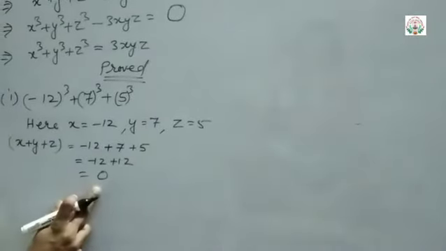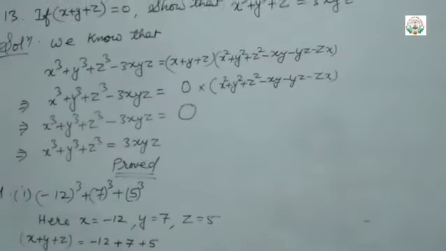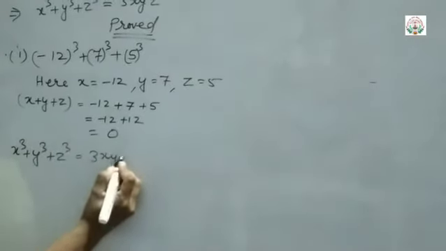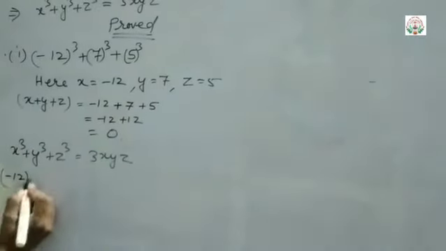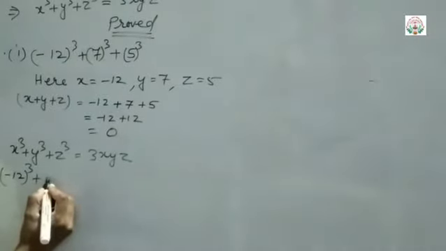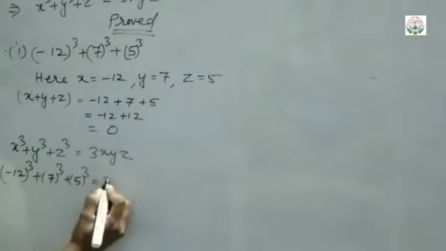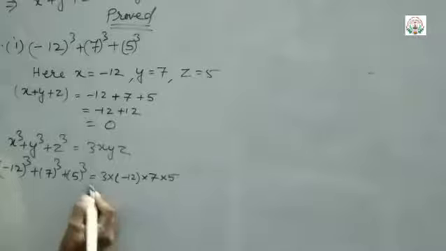That means if x plus y plus z equals 0, we know the formula we have just done above, that is x cube plus y cube plus z cube equals 3xyz. Now what values do we put here? That is (minus 12) cube plus 7 cube plus 5 cube equals 3 into minus 12 into 7 into 5. So now this will be equal to how much?